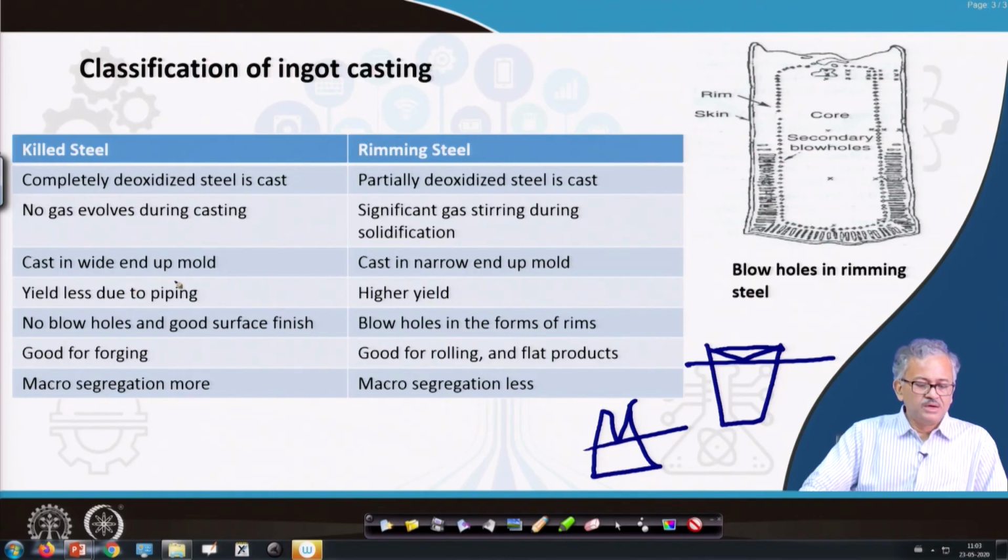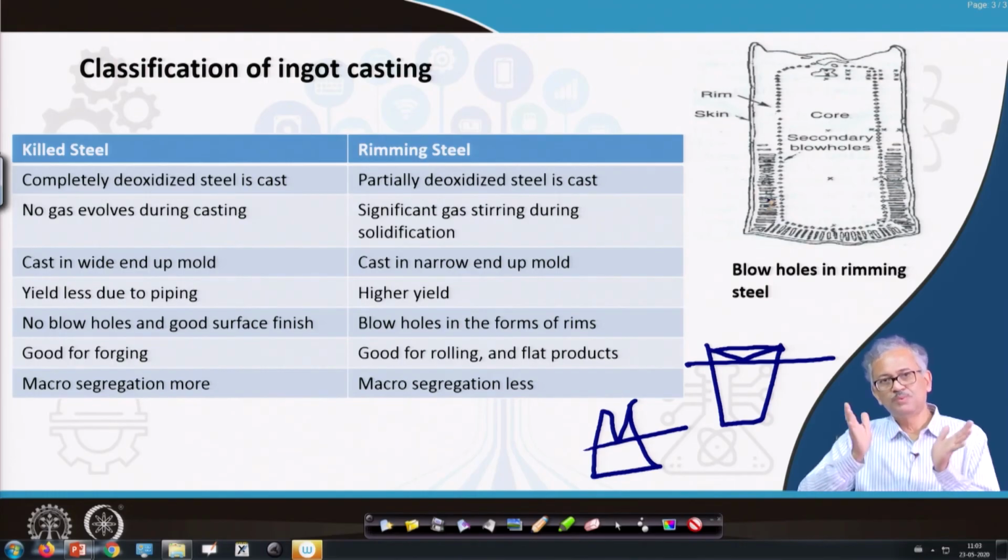Yield loss due to piping: killed steel is well known for yield loss, a lot of shrinkage cavity. That's why yield is less. Killed steel yield is less; rimming steel yield is much higher. Okay. No blowholes and good surface finish: in case of killed steel, you don't get any blowholes. Here in rimming steel, you can see after the skin a lot of blowholes are there. So if you want to forge the rimming steel, it will be difficult, because these pores will be opened up, and as the pores open up, they will form scale and defects. But in case of killed steel, the surface is very smooth. I will show you later on. Although it has macro segregation inside, the surface is very smooth.